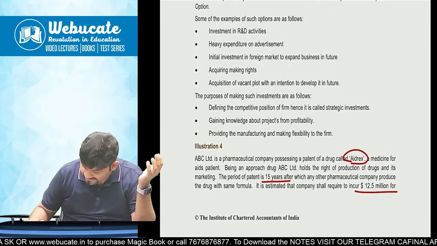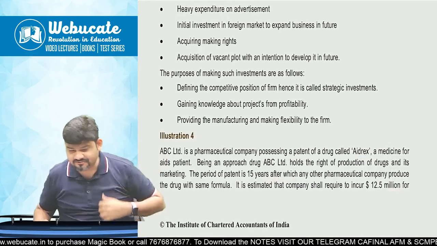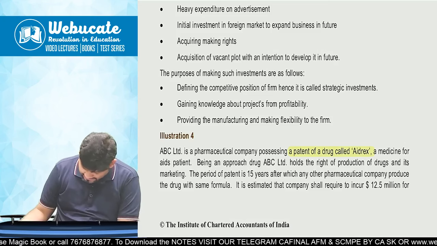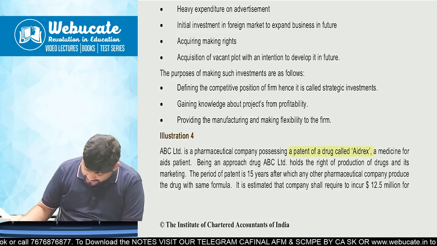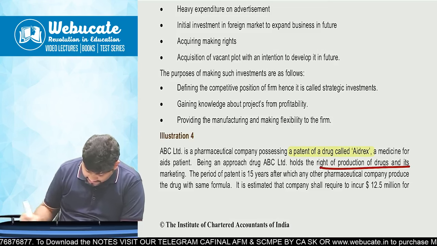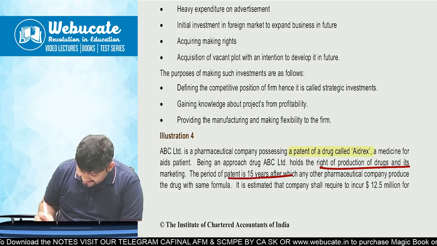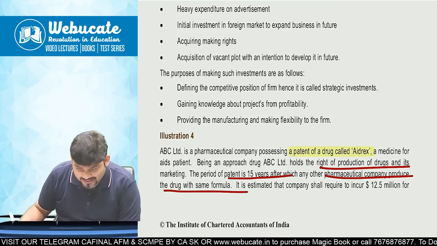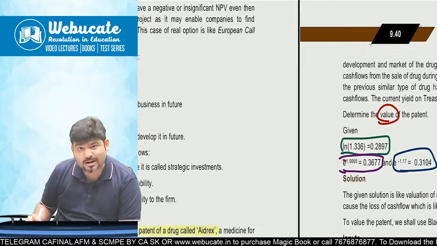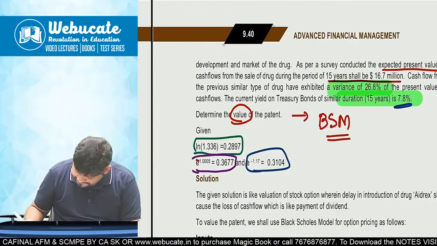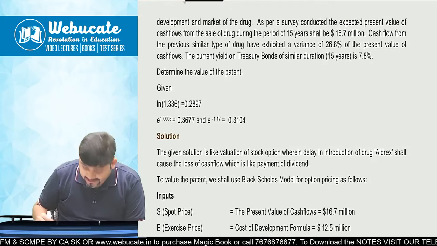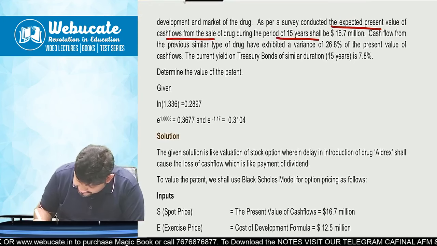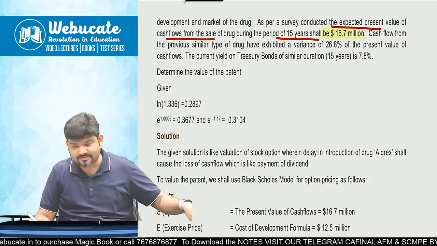Let's start. ABC is a pharmaceutical company possessing a patent drug called Idrex, a medicine for AIDS patients. Being an approved drug, ABC holds the right of production of the drug and its marketing. The period of patent is 15 years, after which other pharmaceutical companies produce the drug with the same formula. It is estimated that the company shall require to incur $12.5 million for the development and marketing of the drug. As per a survey conducted, the expected present value of cash flows from the sale of the drug during the 15 years shall be $16.7 million.